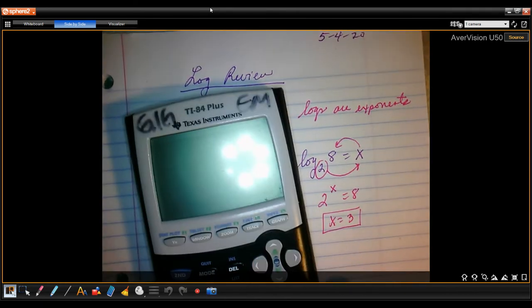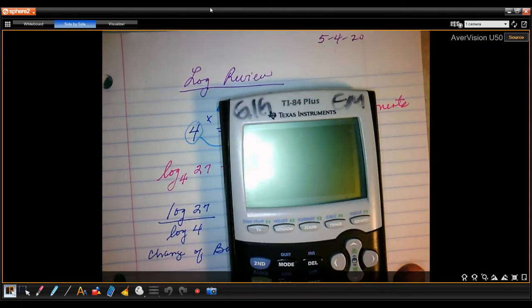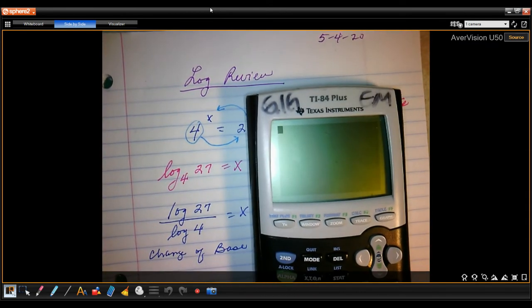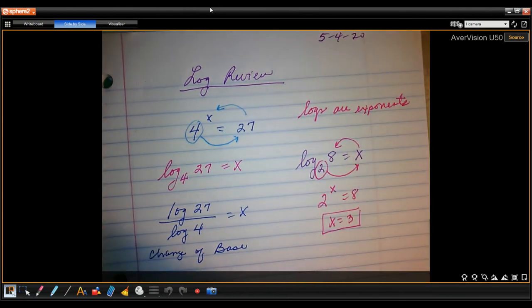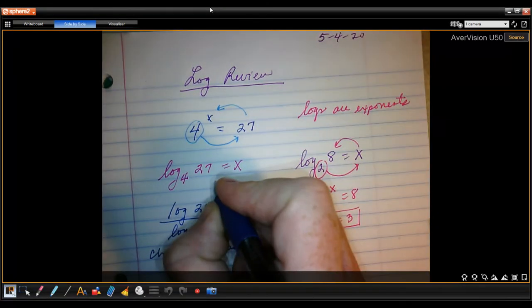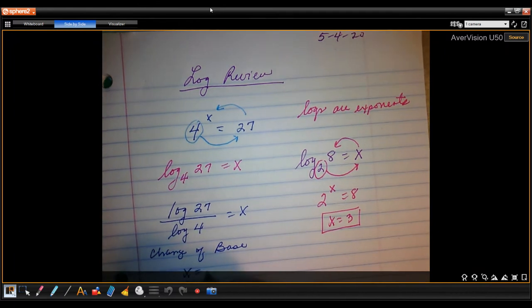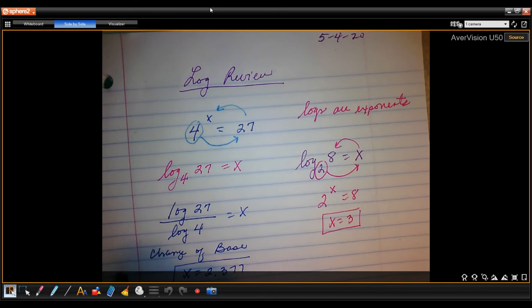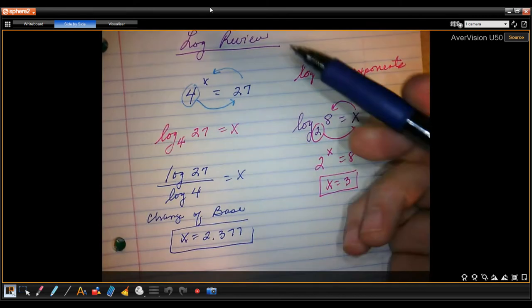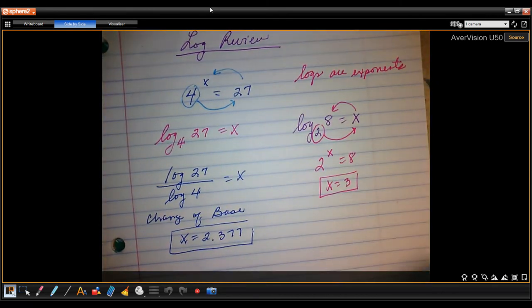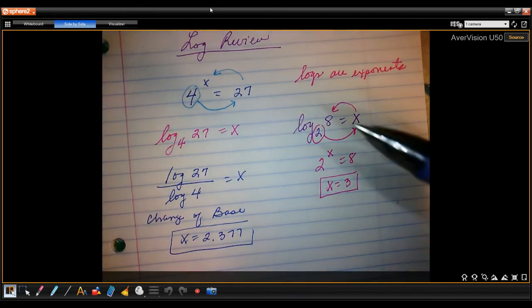So let's pull up my screen. It'd be, what was it, log of 27 entered, divided by log of 4. 2.377. So this one right here is x equals 2.377. That's what we said in the beginning when I said it was 2 point something, because 3 was too big.